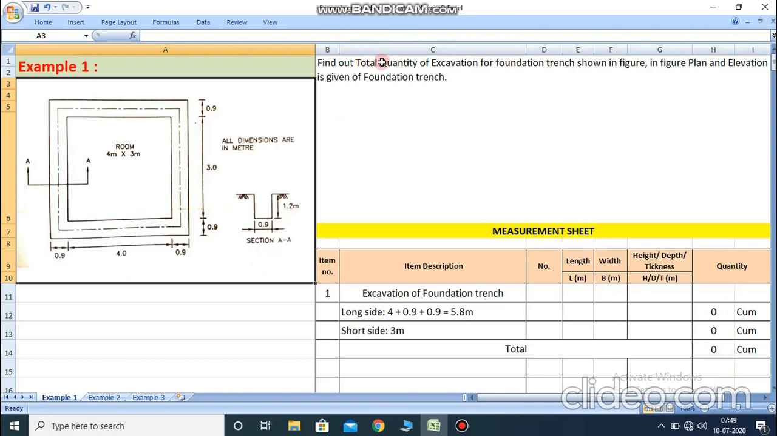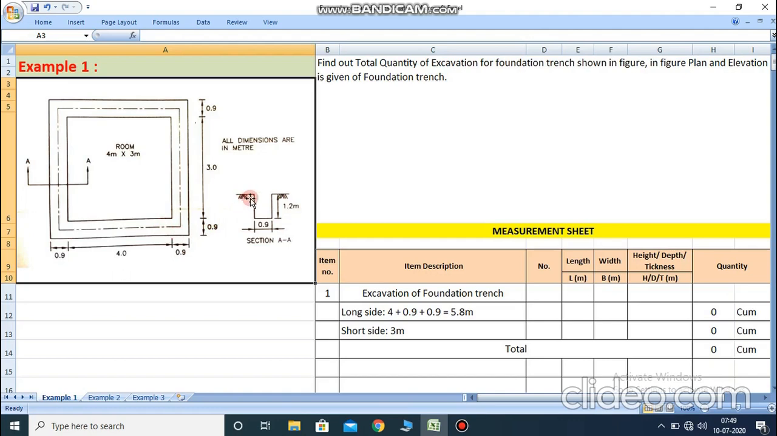Find out the total quantity of the excavation for a foundation trench shown in the figure. In the figure, plan, elevation and section are given for a foundation trench. See this figure. In the figure, room size is given as 4 by 3 meter. Here 4 meters shows the length and 3 meters shows the width of the room. So the inner part is 4 by 3 meter. Clear? And 0.9 meter wall width is given. So we find out the total quantity of the excavation.